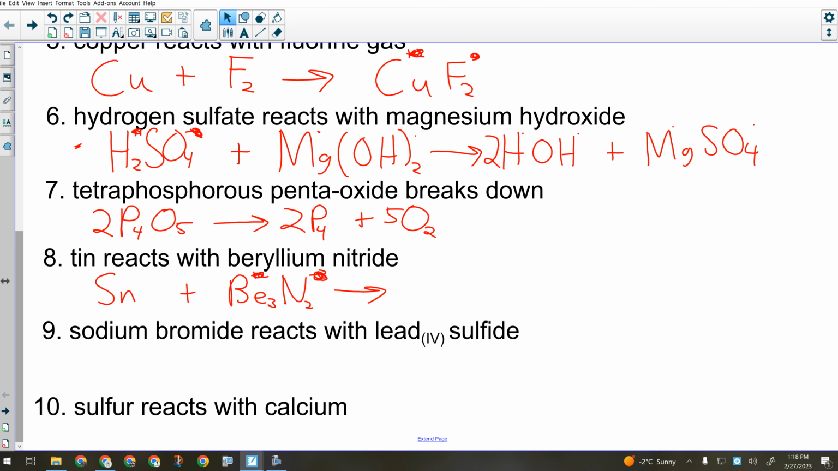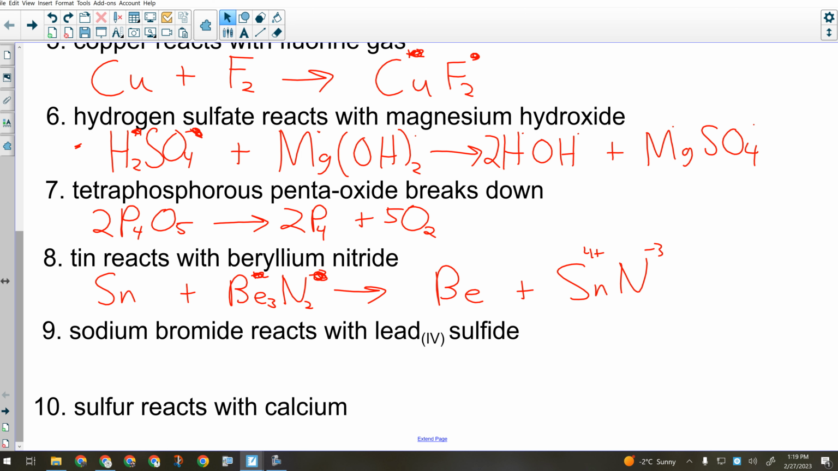Single replacement, yeah. Since tin is a metal, it's going to replace the beryllium. So the beryllium is going to end up by itself. Tin is going to wind up with nitrogen. When I drop and swap this, tin has more than one possible charge, and I don't know which one to use. So I should use, which one comes first? 4. All right, so I'm going to go with tin 4. So this will be a 4 plus. This will be a 3 minus.